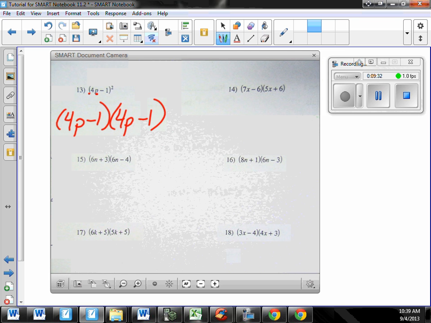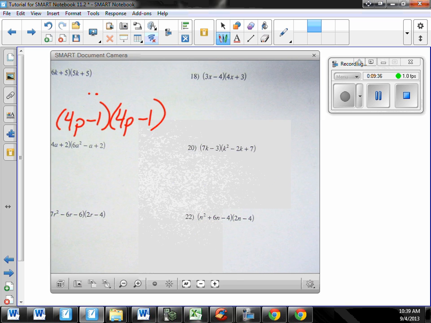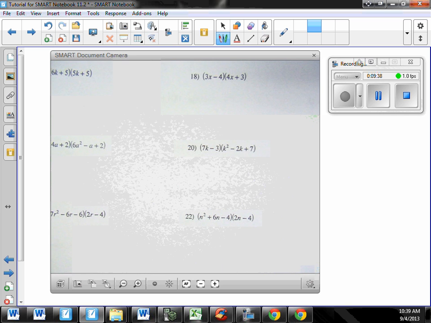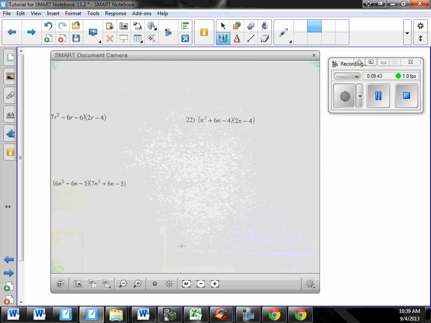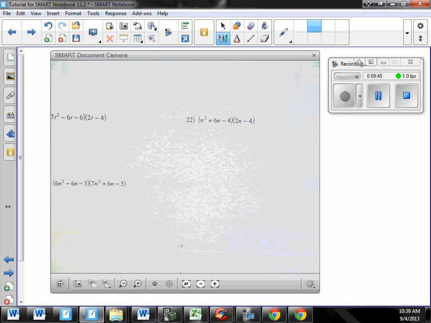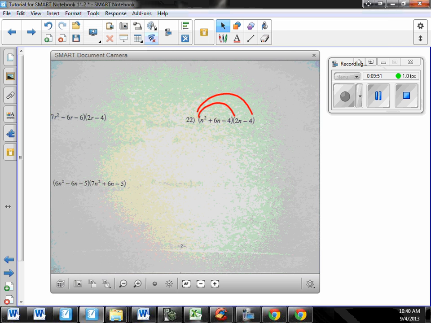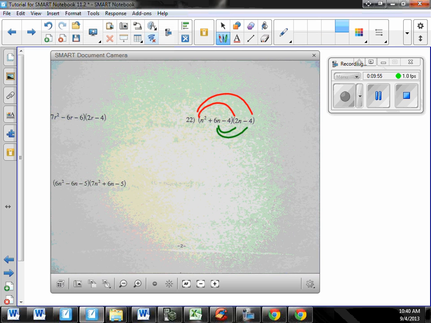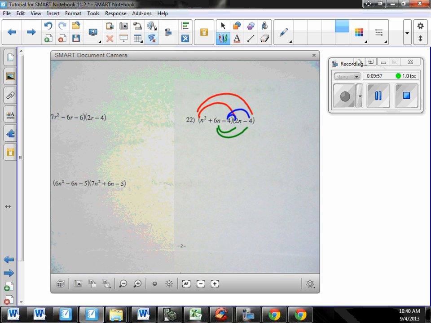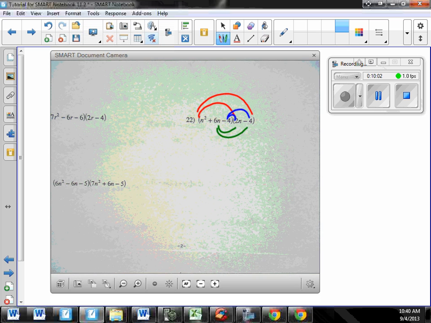So now you multiply them out this way. Okay? Look at number 22. Now we have a trinomial and a binomial. So this one's going to take a lot of steps. You're going to do n squared to both of them. Then you're going to do 6n to both of them. Then you're going to do negative 4 to both of them. And you're going to end up with a big long line, and you need to combine like terms.